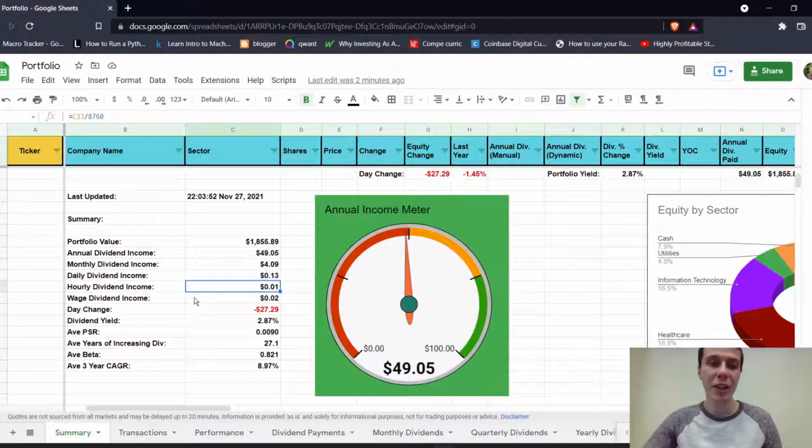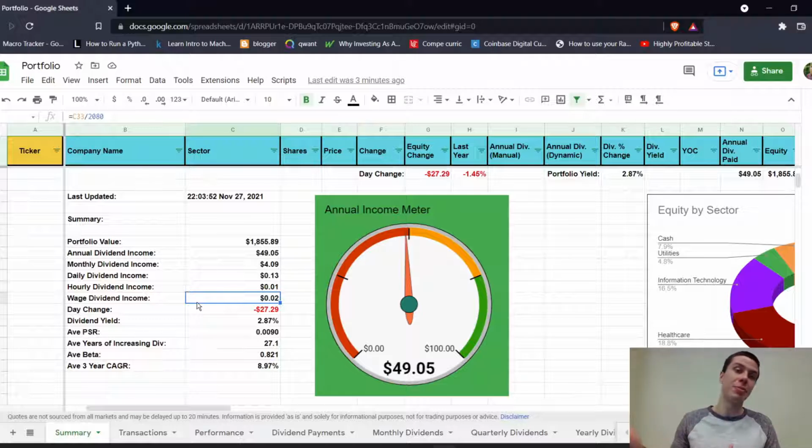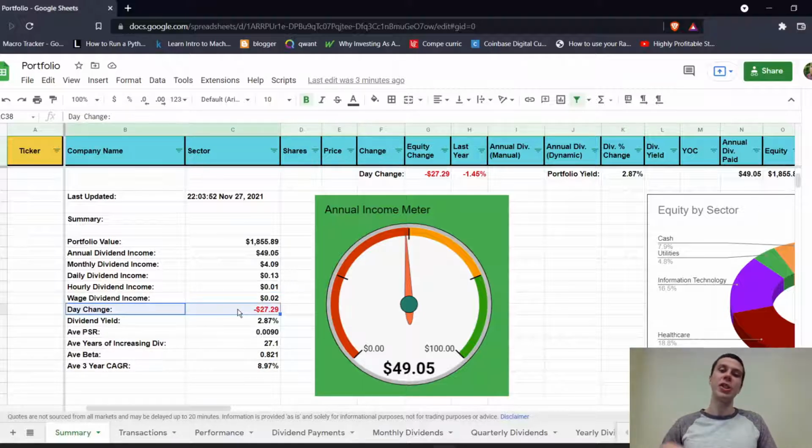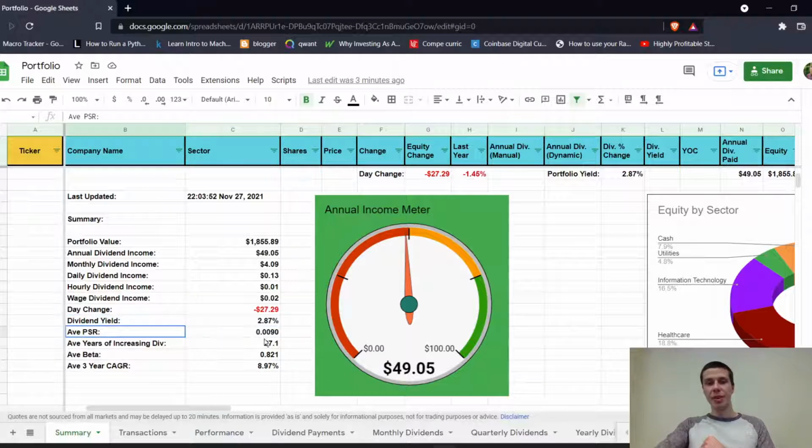And then this wage dividend income is the income as if I were working a 40-hour per week job, how much I would earn as a wage each hour. So that's divided by 2,080, because while it's approximately 2,000, if you want to be exact, it's 2,080 working hours in a year, which is just 52 times 40. And then this next one is the day change, which is just the total equity change of the entire portfolio on the day. And then the dividend yield here. And then I just summarize these average values: the PSR, years of increasing dividends, beta, and 3-year CAGR.